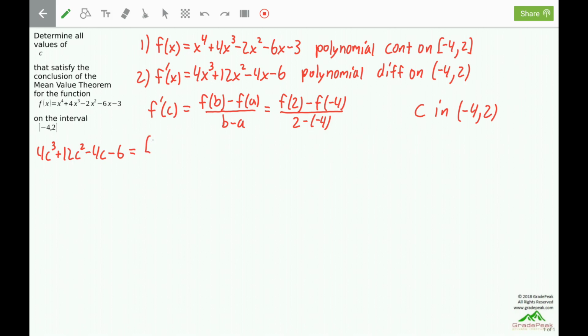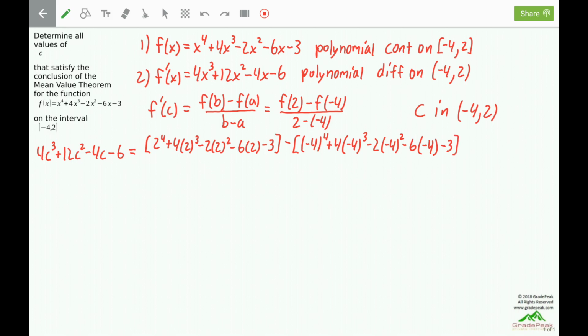f of 2 will be 2 to the fourth plus 4 times 2 cubed minus 2 times 2 squared minus 6 times 2 minus 3, and then minus f of -4, which is -4 to the fourth plus 4 times -4 cubed minus 2 times -4 squared minus 6 times -4, and then minus 3. This entire thing is divided by 2 minus a -4, which is the same thing as 2 plus a 4.